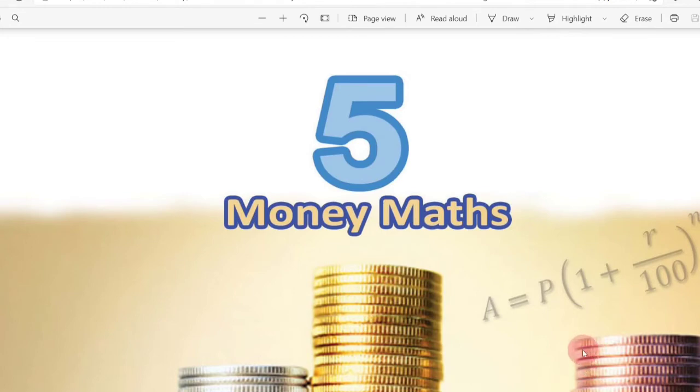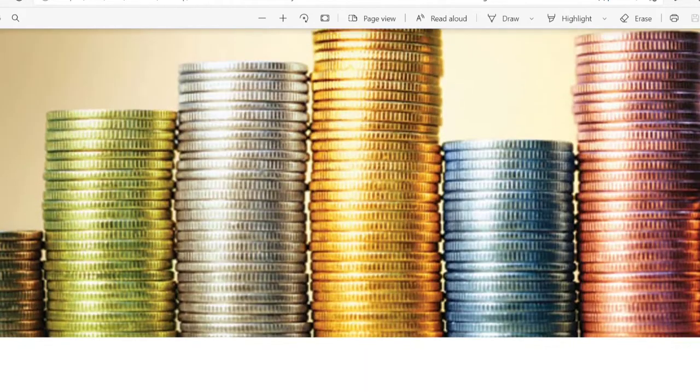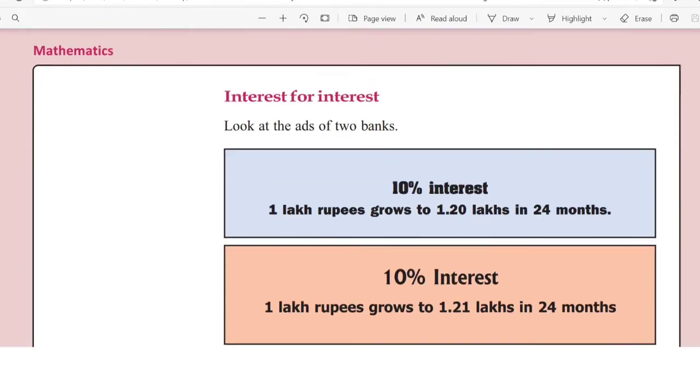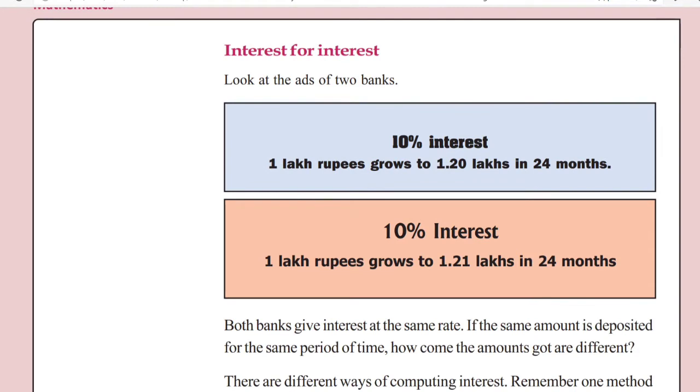Do you remember the chapter in 7th standard Money Maths? What have we studied in that chapter? Yes, interest. What do you mean by interest? Interest is the extra amount that we pay to a bank if we take a loan or if we deposit an amount.